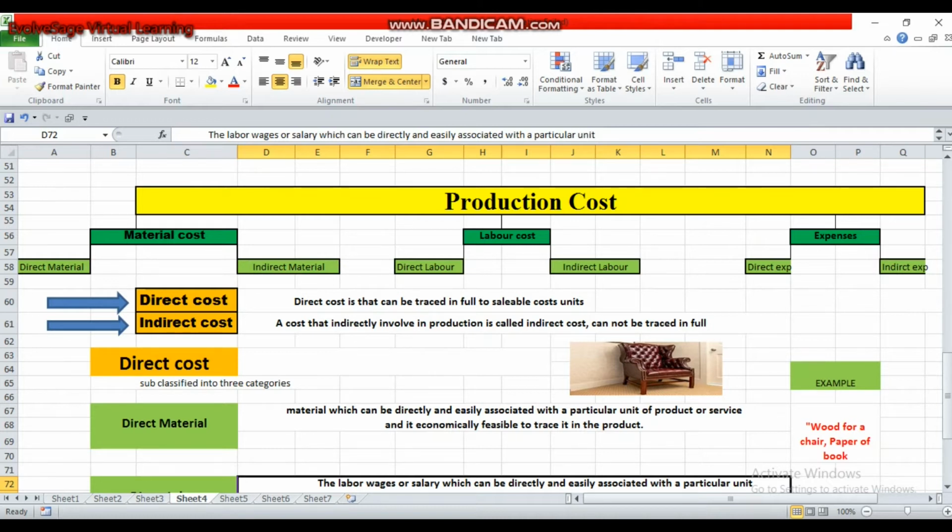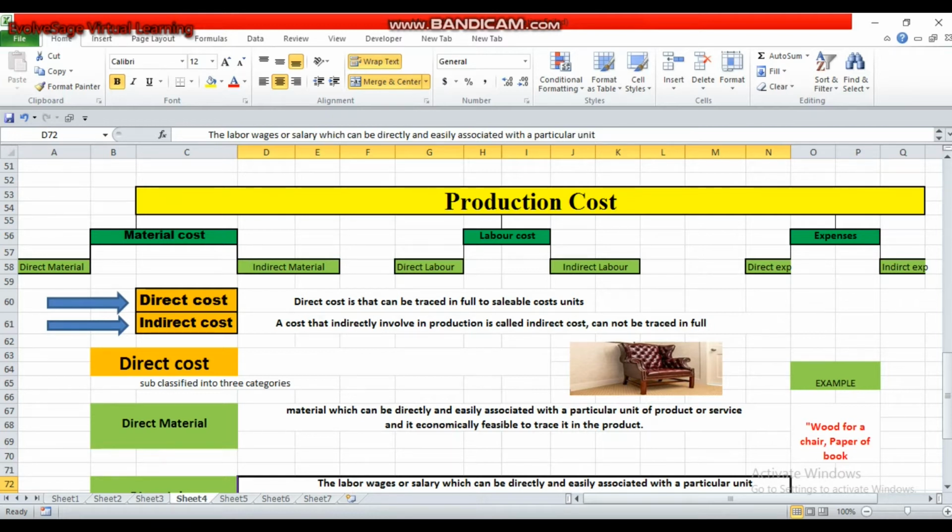Okay, so let's discuss indirect cost. What is actually indirect cost? A cost that is indirectly involved in production is called indirect cost and cannot be traced in full. That means indirect cost is the cost that is indirectly involved in the production process, and for us it is impossible to measure how much has been consumed in a single product. It is not the major part of a product. So the cost which is impossible for us to measure will be called indirect cost.